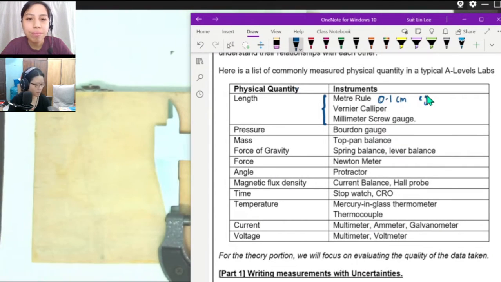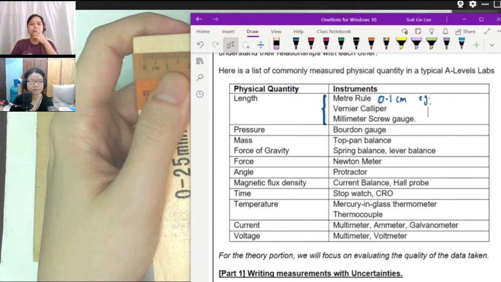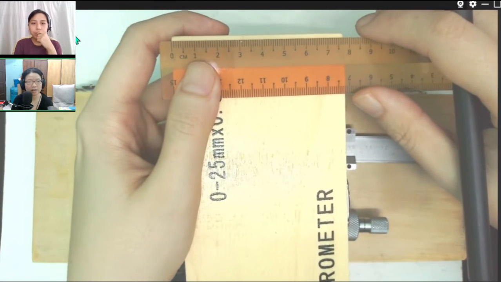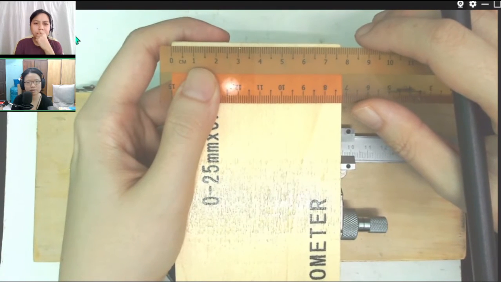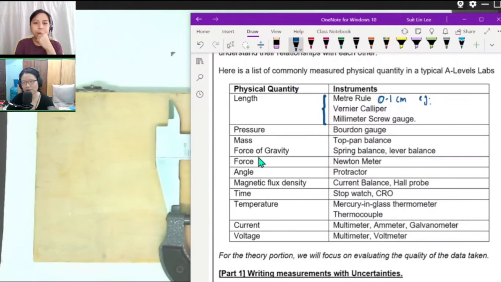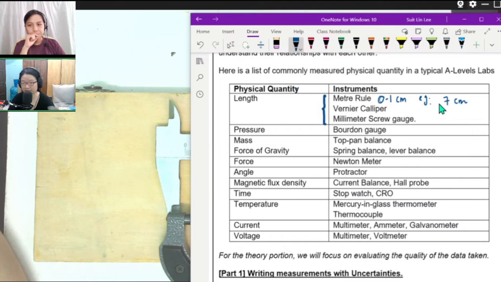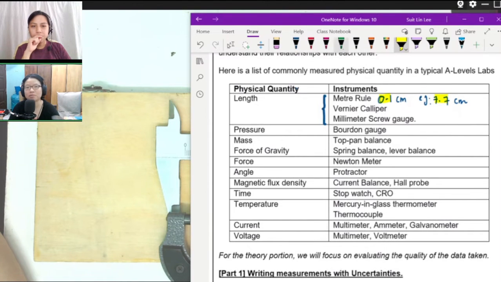Let's measure something. Let's measure the width of this box. So if I align here and look here, it looks like 7.7. Okay, 7.7. So I can write this as 7.7 cm. Must include the 0.7, okay. Yes, even if it's exactly 7 cm, you should also include the 0.0. So these two must have the same decimal point, or in other words, same precision.